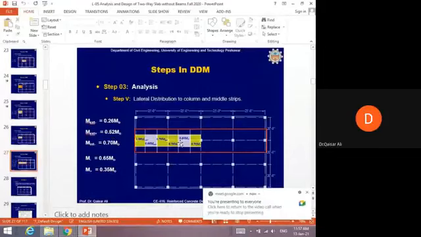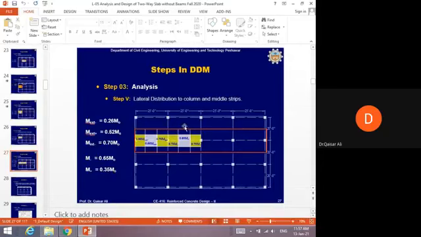For interior positive bending moment, 35% of M naught will go to this region. When you find M naught, 35% will go to this positive bending moment region, and from that positive moment, 60% will go to the column strip.